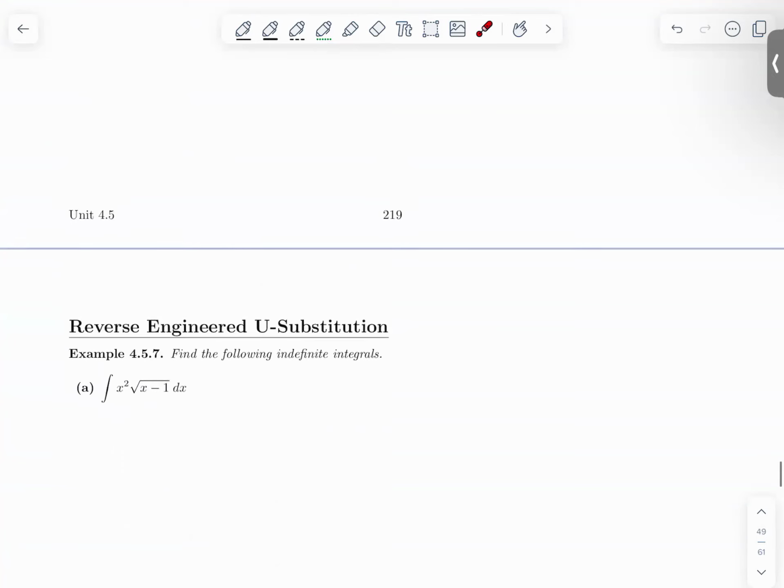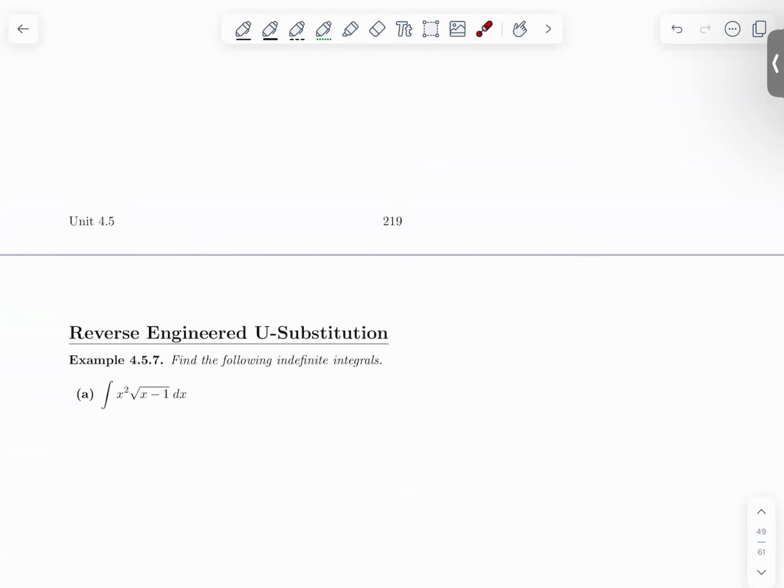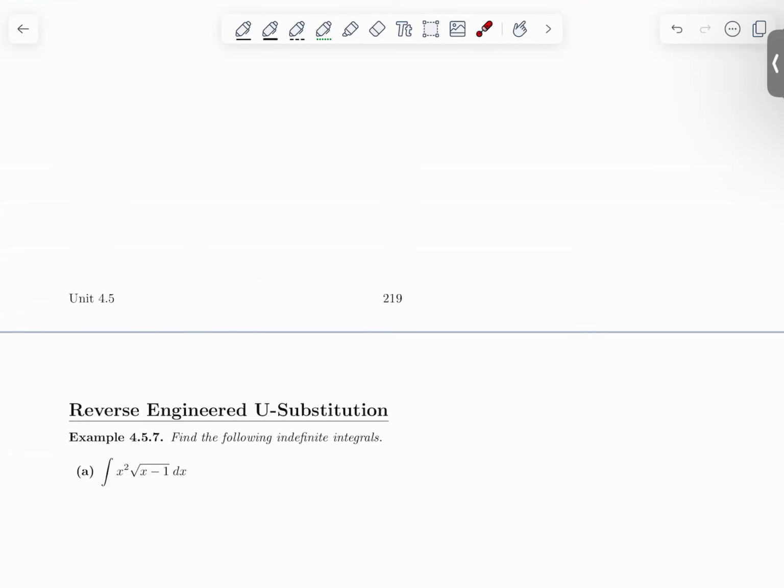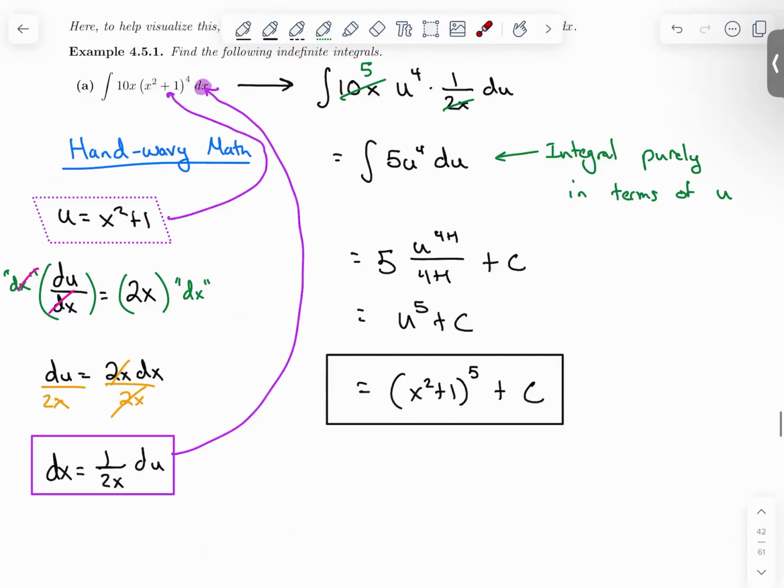It's not actually the name of it. If you look up online, reverse engineered U substitution, you won't see anything. I'm trying to make it a thing, because no one really has a name for it, but it makes sense to me to be called reverse engineered U substitution. I should change that. That should be a lowercase u. But either way, there are multiple ways to solve problems.